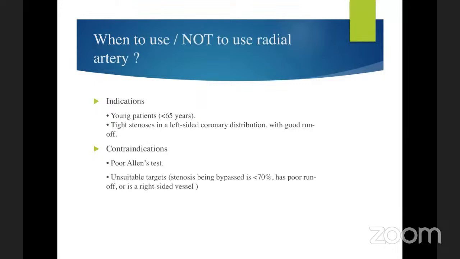Indications for the radial artery: if the patient is young, with age less than 65, or if there is a tight stenosis in a left-sided coronary distribution with good runoff. When not to use the radial artery: if there is a poor Allen's test, if the target is unsuitable, if the stenosis being bypassed is less than 70%, if there is poor runoff, or if it is a right-sided vessel.